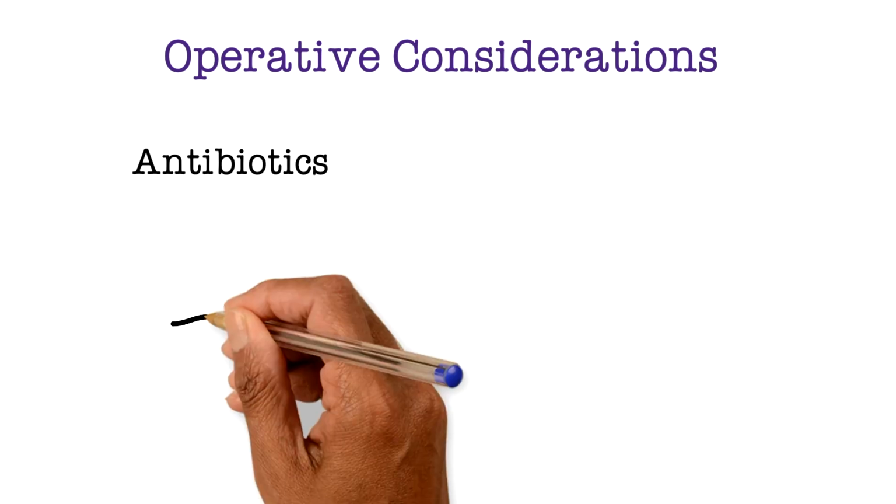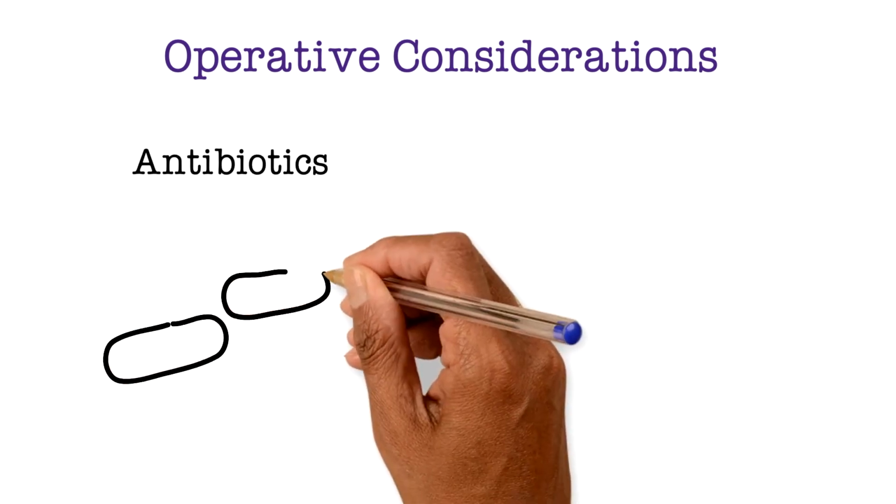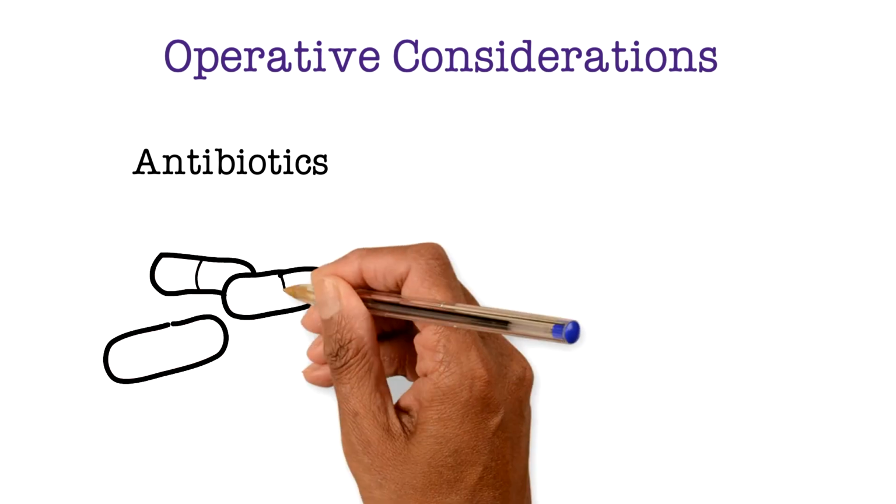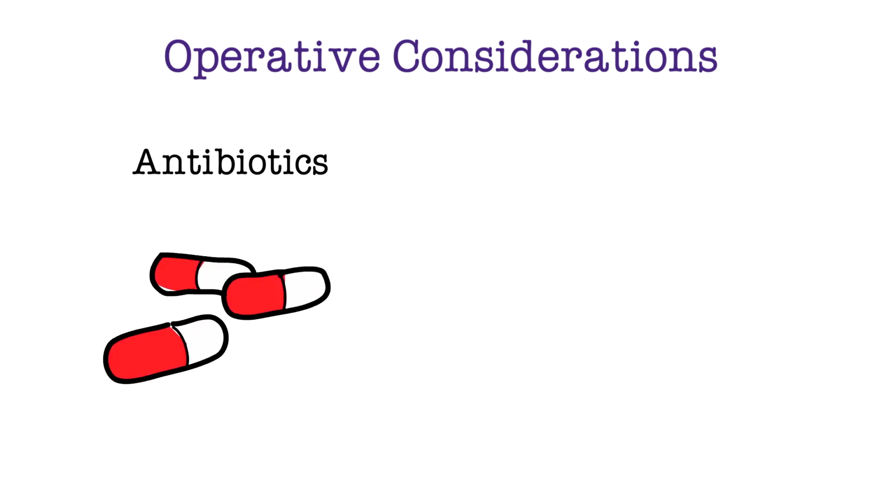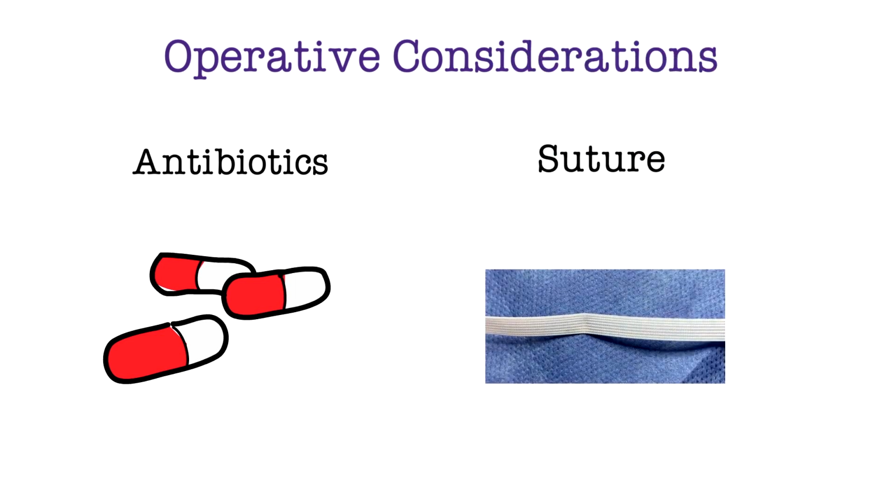Let's review some important points for the operation. In general, for this procedure, prophylactic antibiotics are not indicated for either laparoscopy or laparotomy, but the decision to administer them is up to the surgeon. The suture used in an abdominal cerclage is non-absorbable and permanent, as we do not want it to dissolve. Generally, Mersilene tape is used because of the wider band and support.